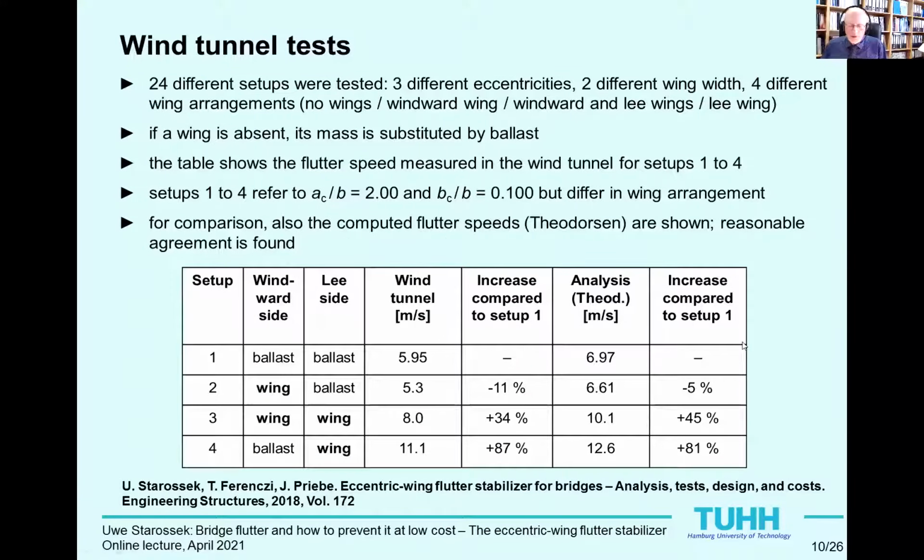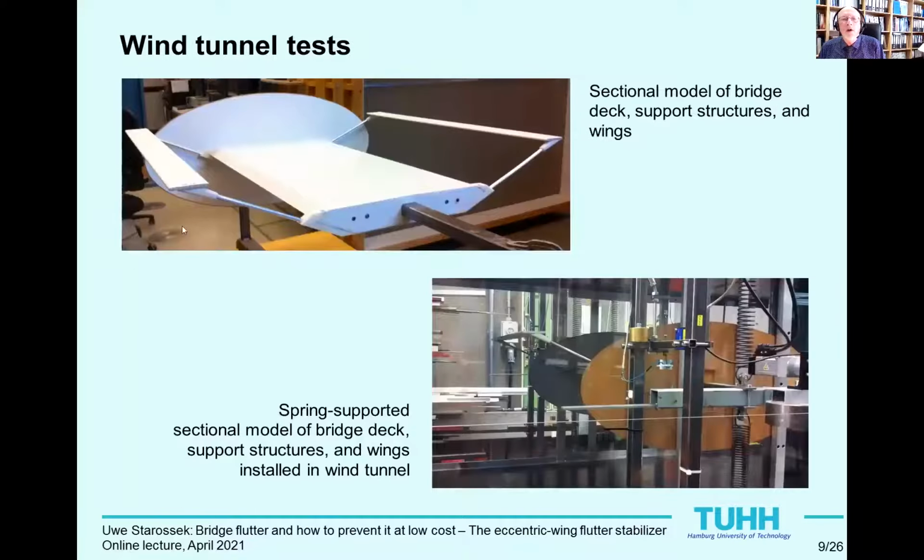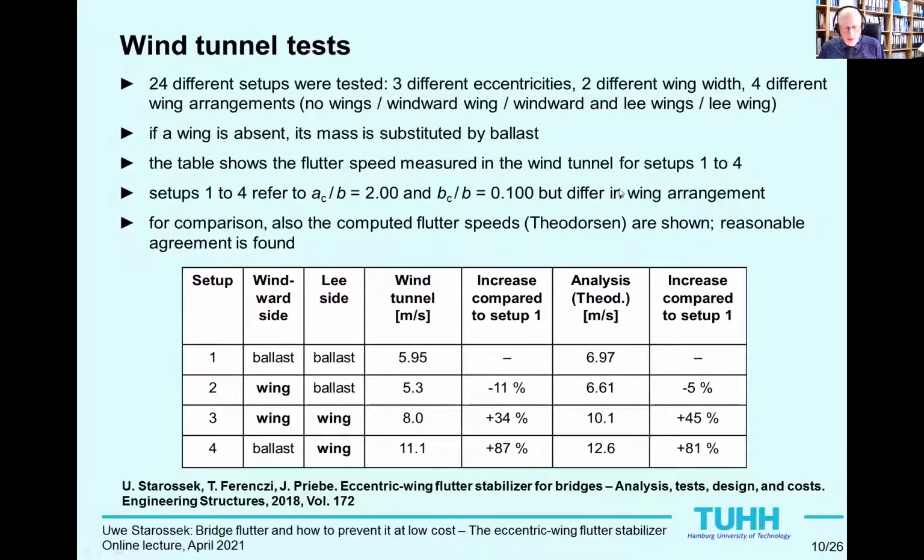The table shows results for 4 selected test setups. The eccentricity and the width of the wings are always the same and corresponds to what could be seen on the previous slide. Only the wing arrangement differs. That is, these setups refer to arrangement without wings, with the wing on the windward side only, with wings on both sides, and with the wing on the lee side only. When a wing is absent, its mass is replaced by ballast so that the differences between the respective results only reflect the aerodynamic effect of the wings and not their mass.